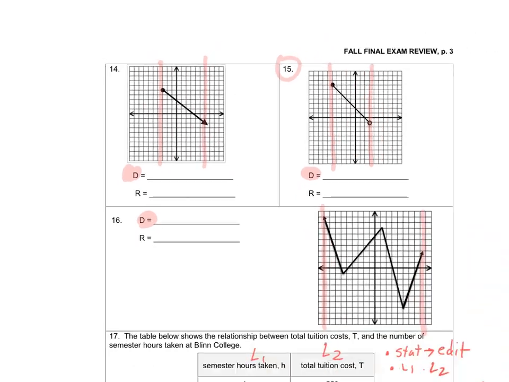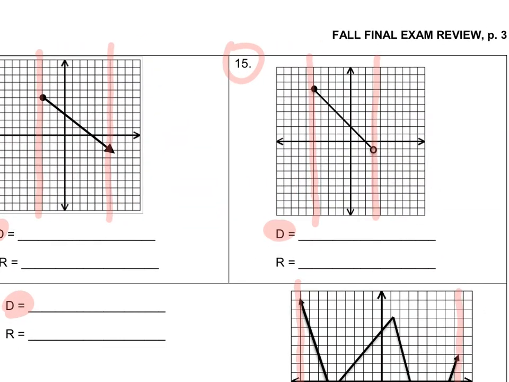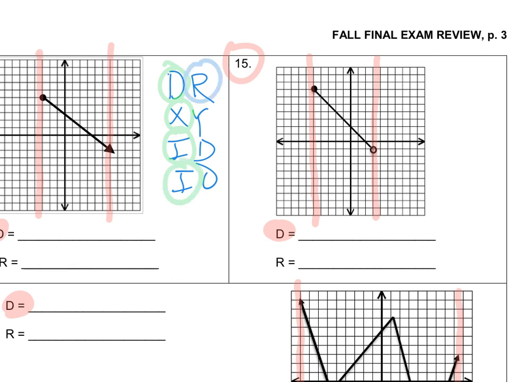Taking a look at problem number 14, before we go into this, I want to review. Remember, we said Dr. XY wears her ID in the office. Just a quick reminder of what those mean. Domain is x values, it's independent, and it's the input. Whereas range is y values, it's dependent, and it's the output.